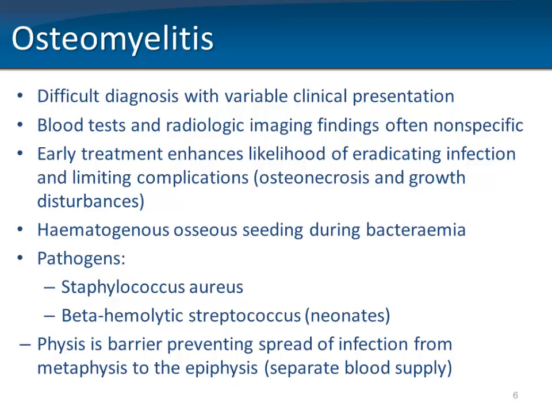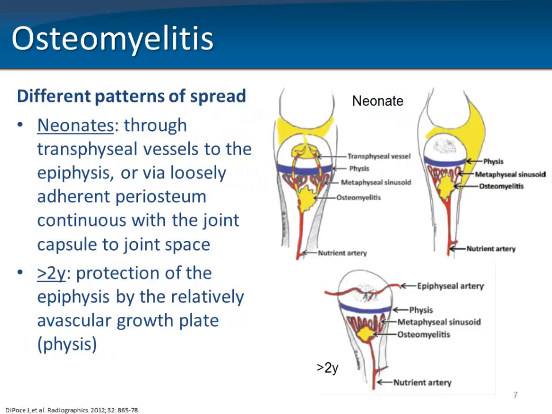The physis is a barrier preventing spread of infection from the metaphysis to the epiphysis. However, that is age dependent. So you should be aware that in neonates, transphyseal vessels are still patent, and the periosteum is still very loosely adherent. So that means that infection can spread in these patients from the metaphysis through these vessels to the epiphysis or to the adjacent joint. Above 2 years of age, these vessels will have disappeared, and there is a separate blood supply through the epiphyseal artery. And then the physis does act as a barrier protecting the epiphysis.